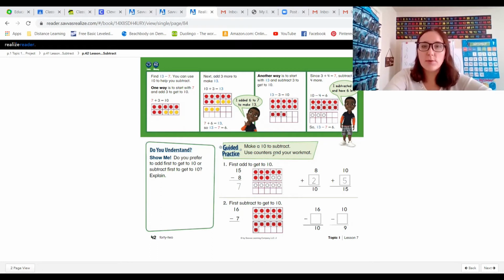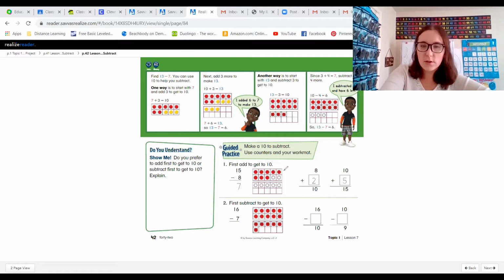Make a 10 to subtract. Use counters and your work mat. Okay, let's look at number 1. First, add to get to 10. So we're going to add first. There's two ways to make a 10 to help us subtract with the 10 frame, okay?